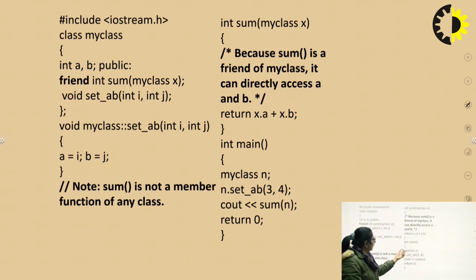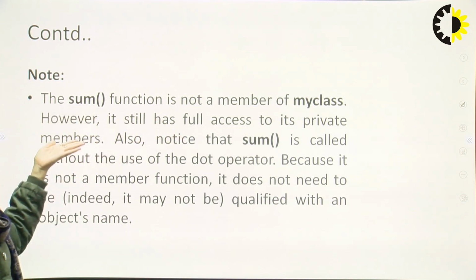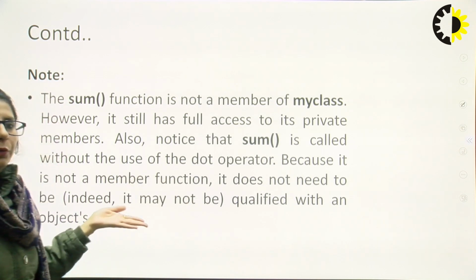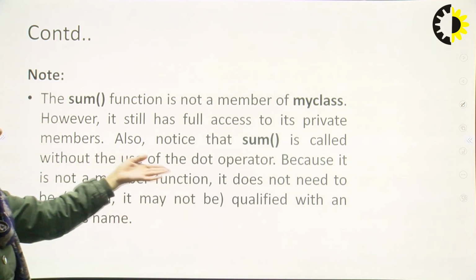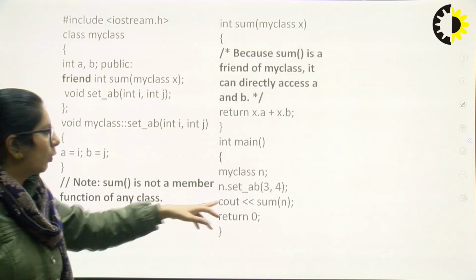In the main method, it is creating the object. Then it is calling the member function. It is passing the value and displaying it. You can see here that sum is not a member function of the class, but it still has full access to the private data members. That is the beauty of it here, and we didn't call it with the help of the dot operator because it is not a member function. No need to call it here, right?